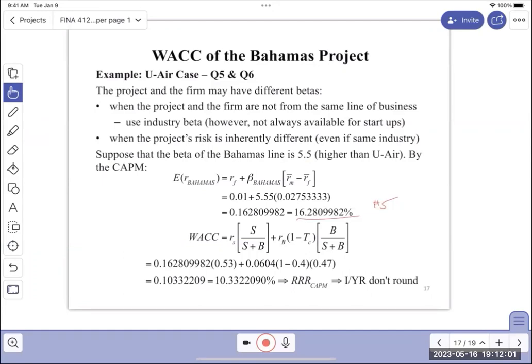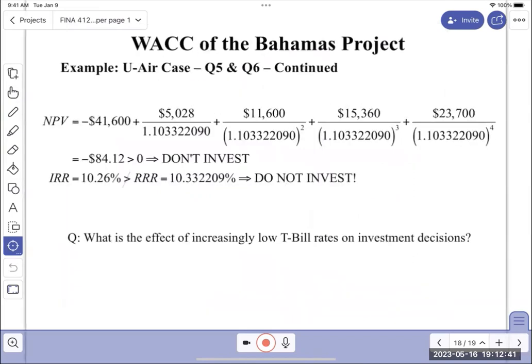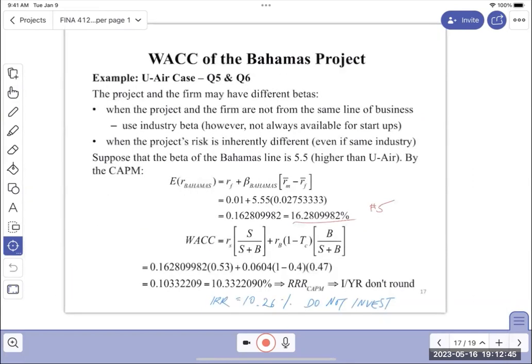In this case, when we recalculate, we get 10.332, and now we see that the IRR that was estimated of 10.26% does not exceed that. So do not invest in this case if it's that risky. So you see how the different variables influence the measure of the expected return. Now, of course, it's going to affect the WACC. Are we recalculating the WACC? Yes, we are. Did it right here. Now, it will go down, but from 16 to 10, still not reason to invest.